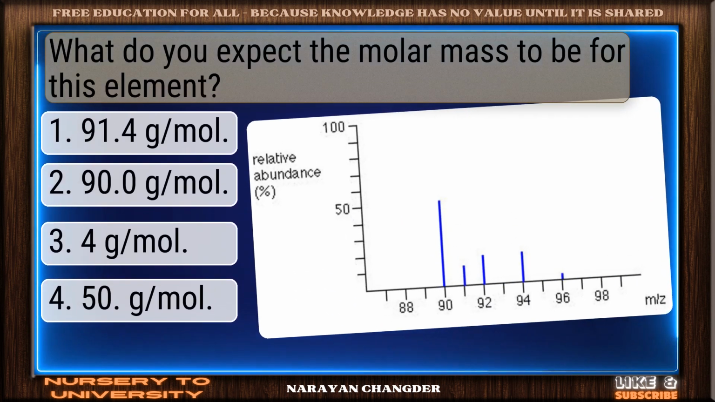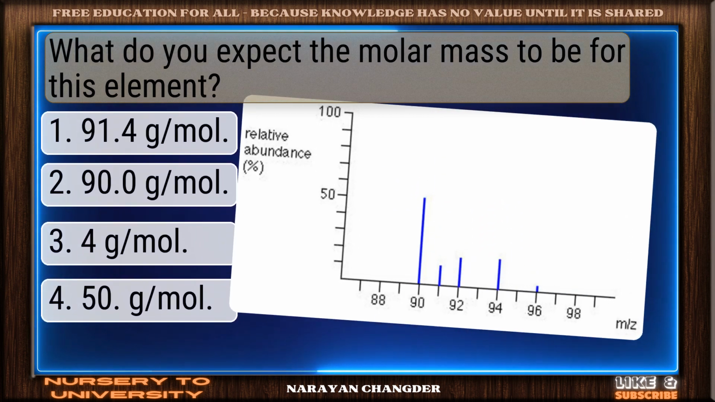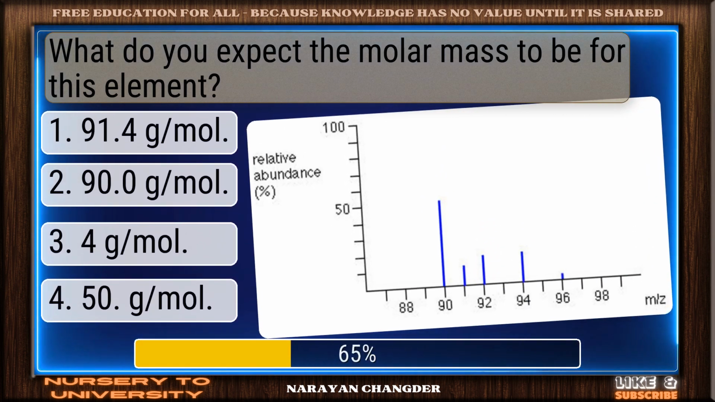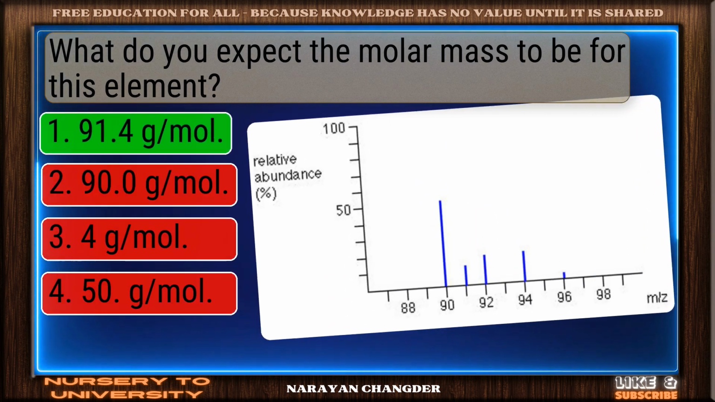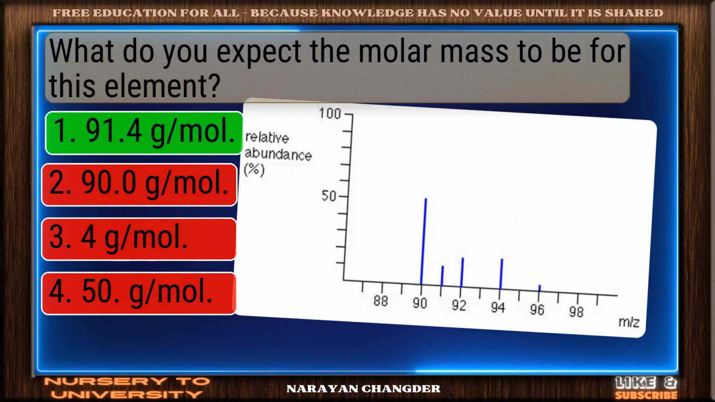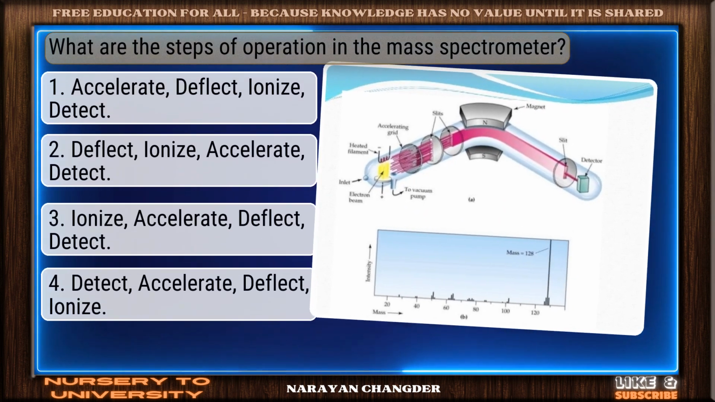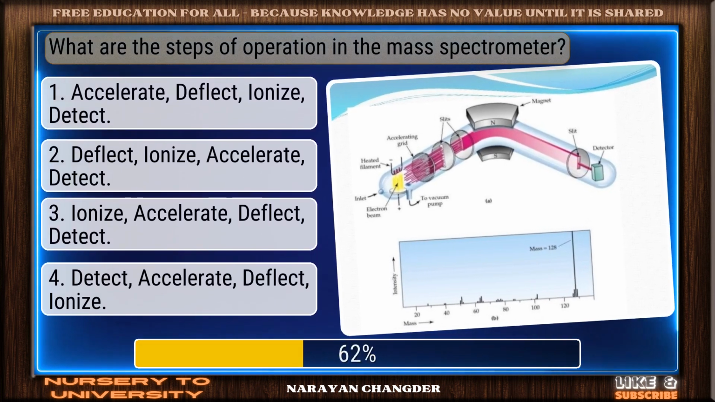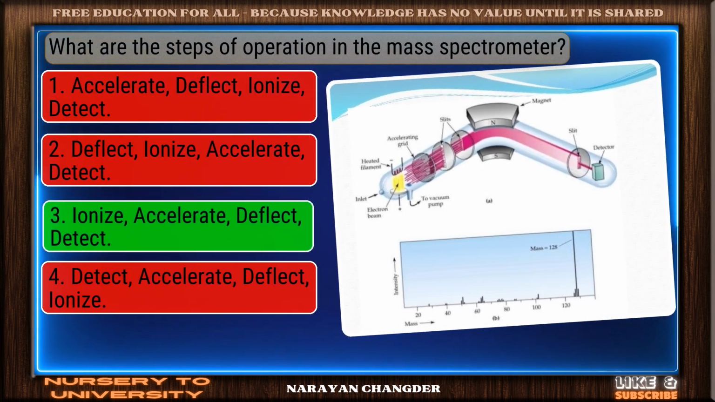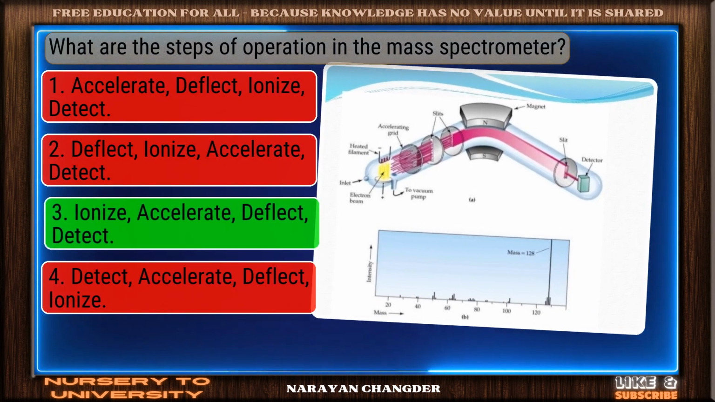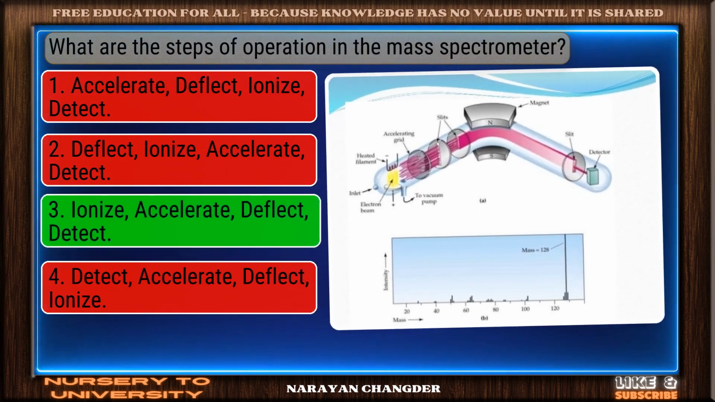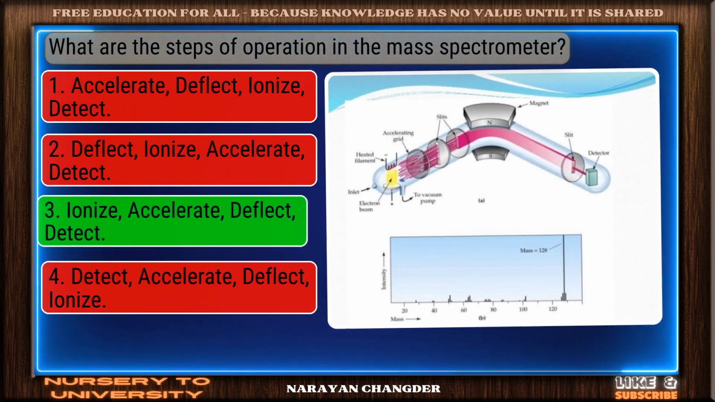What do you expect the molar mass to be for this element? Nicely done. 91.4 g/mol is a solid answer. What are the steps of operation in the mass spectrometer? Well reasoned. Ionize, accelerate, deflect, detect is the correct choice.